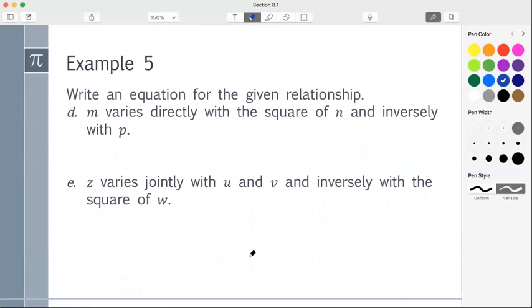All right, part D here. m varies directly with the square of n and inversely with p. So m varies directly, so a n squared, and inversely with p. And then lastly, z varies jointly with u and v and inversely with the square of w. So z varies directly with u and v, or jointly. So that's a u and a v, and inversely as w squared.